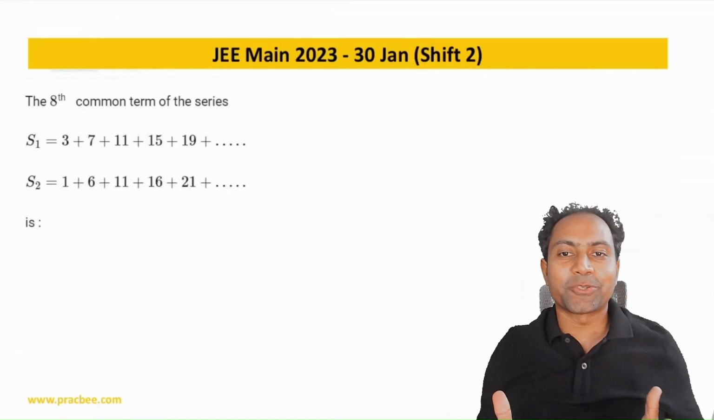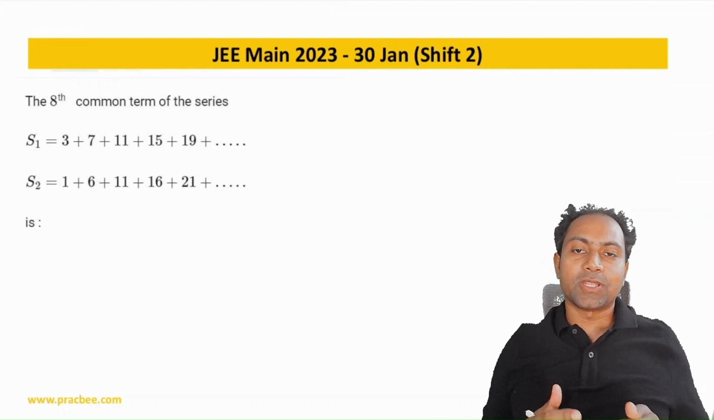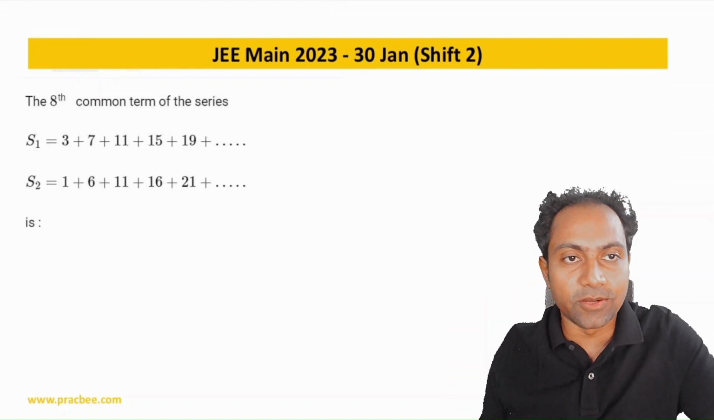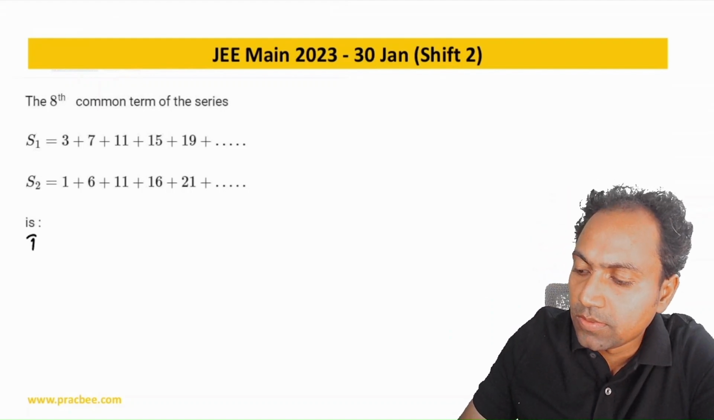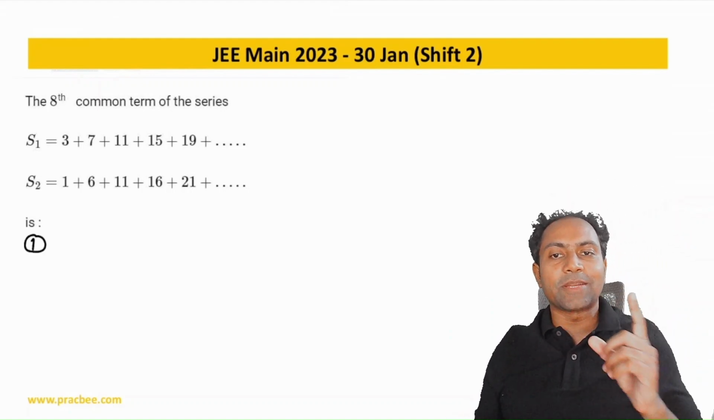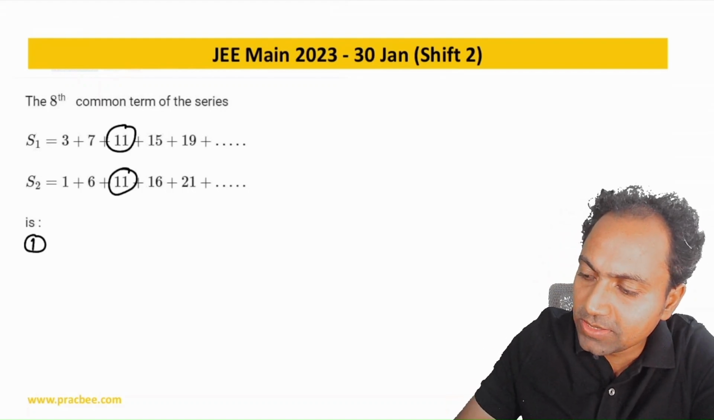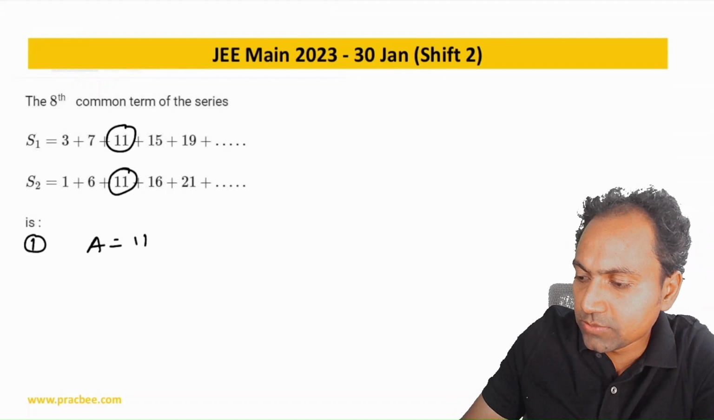Now let us move on to the next question. This is a slight variation of the earlier question. Earlier they were asking how many terms are there. Here they are asking what is the value of the eighth common term. So the first step in this question can be easily done just by observation. You can observe this 11 is the term that is constant. So the value of a comes out to be 11.